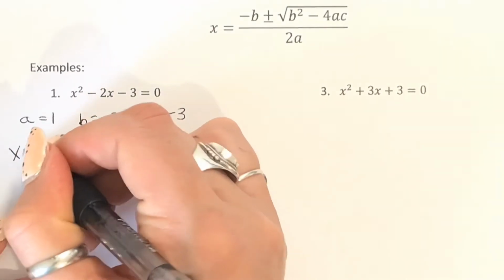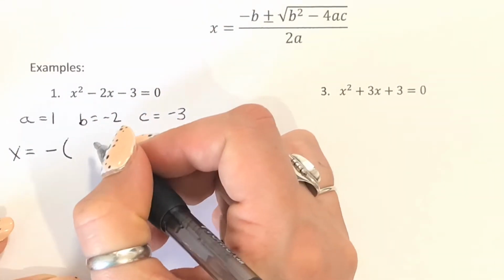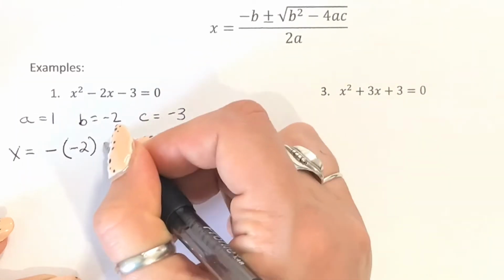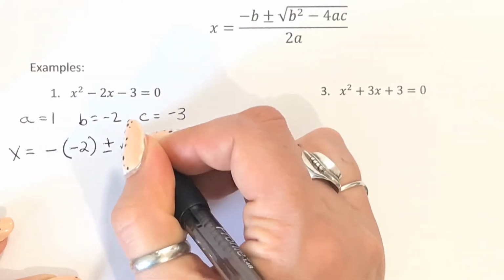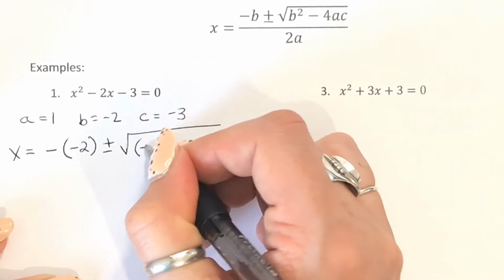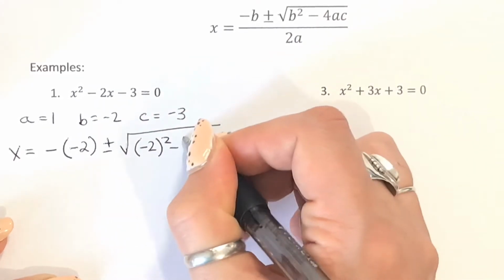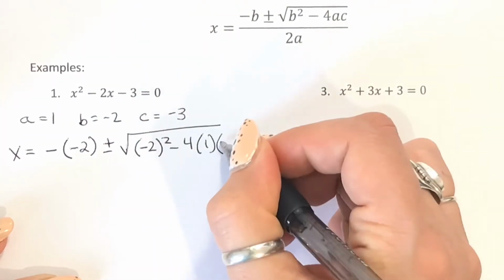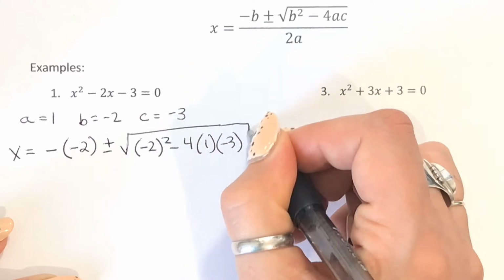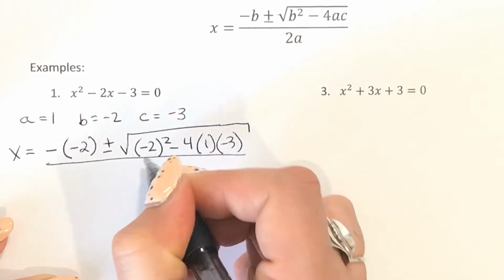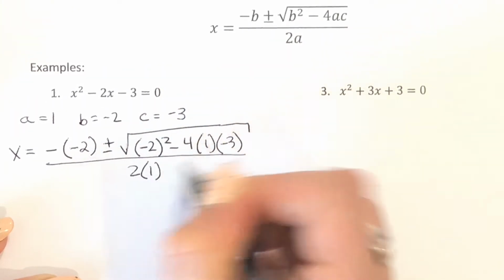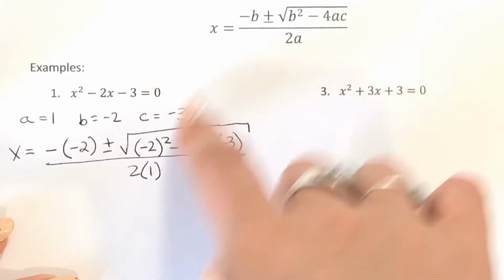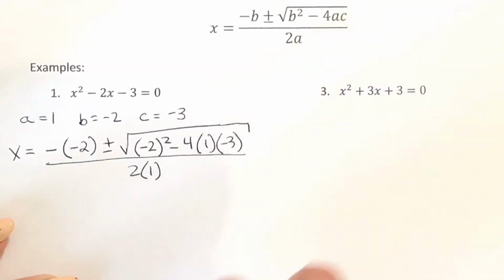So we know x is equal to negative b, and I like to use parentheses as I write it. b here is negative 2, then plus or minus the square root of b squared, so negative 2 squared, minus 4 times a, which is 1, times c, which is negative 3. And then all divided by 2 times a, which is 1. So that's your plug-in stage. You're literally just taking these numbers and plugging them in wherever there's an a, b, or c.